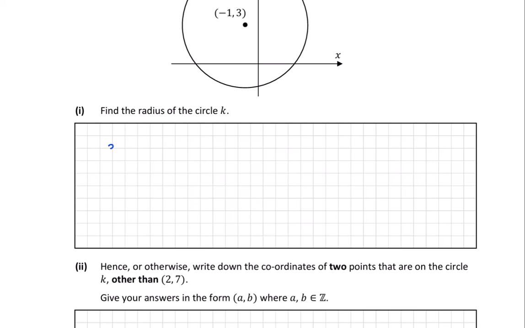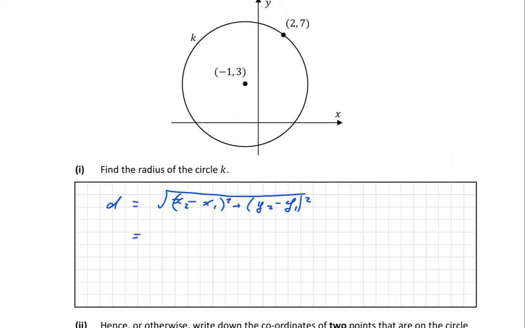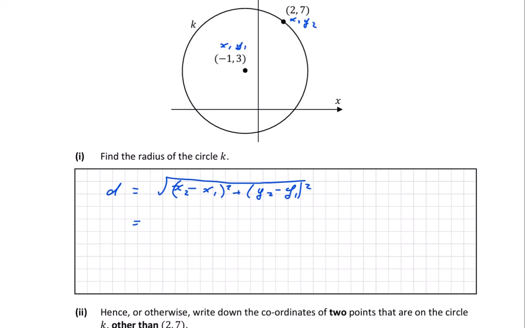So the distance then is just going to be the square root of (x2 minus x1) squared plus (y2 minus y1) squared. So our 2 points are -1, 3 and 2, 7. I'm going to say this is x1, y1, and this is x2, y2 here. Let's put those numbers in.